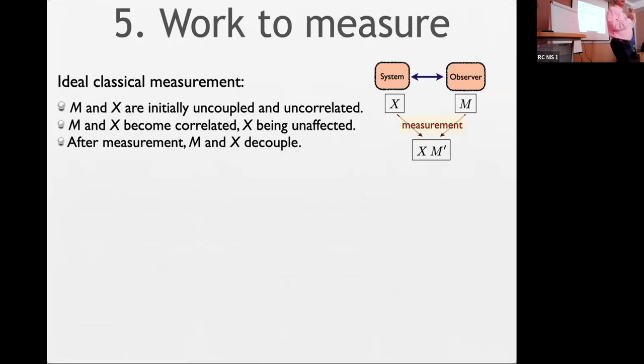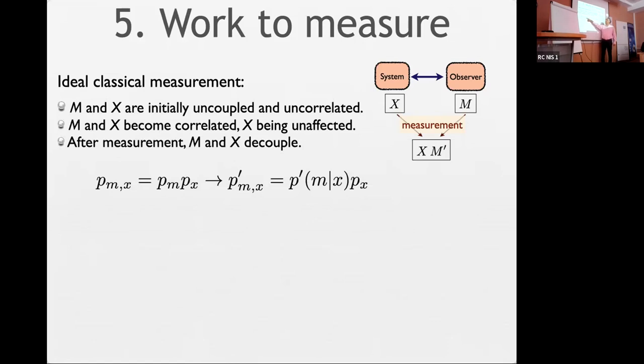So there will be a Hamiltonian, and this means that before and after the measurement, there is no interaction term between the two systems, and in the middle, there will be some interaction. If you have this assumption, MX represents the state of system and observer before the measurement. So the joint probability is factorized because they are uncorrelated.